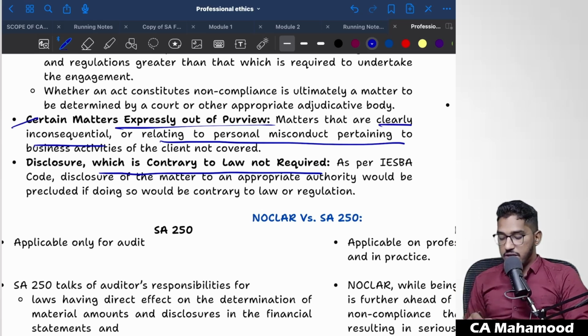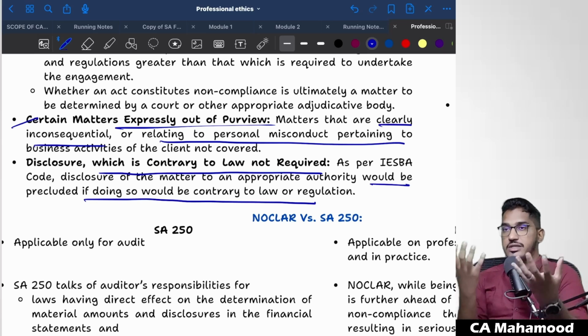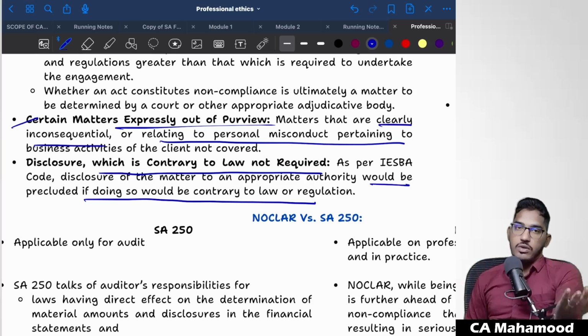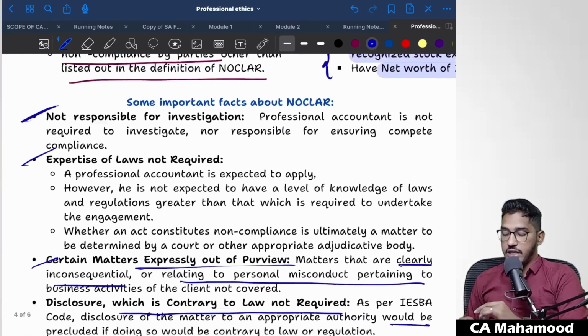As per the IESBA code, disclosure of the matter to an appropriate authority would be precluded, would not be required, if doing so would be contrary to law and regulation. So you are feeling that there is some non-compliance, you are required to communicate with some authority. But if you feel that if you communicate, you will be violating laws and regulations. In that case, which one will prevail? There is a conflict between laws and regulations and Noclar. Which one will prevail? Law will always prevail. Understood? So these are some important facts regarding Noclar.